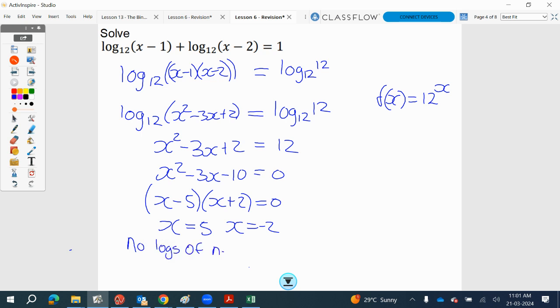Do we have to write this? You have to give a reason when you're throwing away a solution. Always give a reason when throwing away a solution. The log cannot have negative input. Anything is fine as long as it shows that you're using the right property or the right concept.